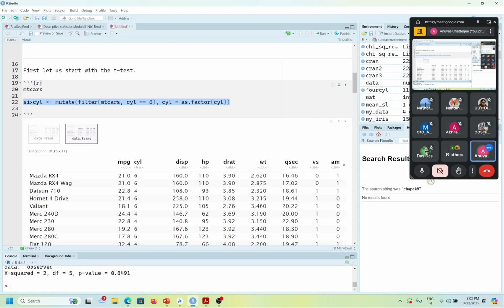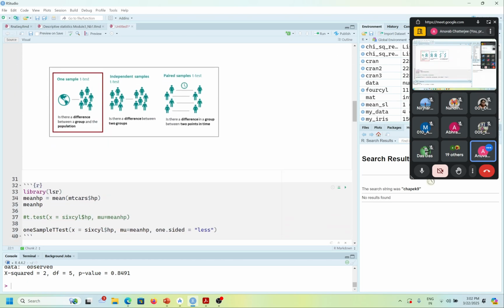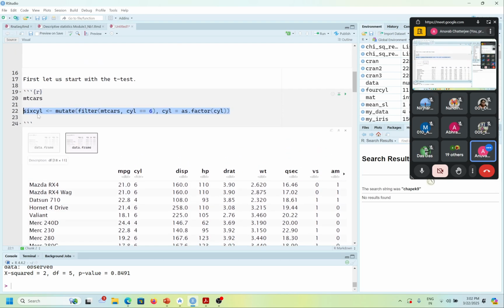So you just put this in. We have used this only, right? Yeah. So you just put this in. 6 cylinder: we will mutate the entire mtcars dataset, filter for only 6 cylinder cars, and fix the cylinders as a factor. We have done all of this in the last class, but if anyone has any problems you can ask, but for now you can just write this down. So with the filter command, we are only choosing cars with 6 cylinders, and with the mutate command we are changing the cylinder column into a factor.